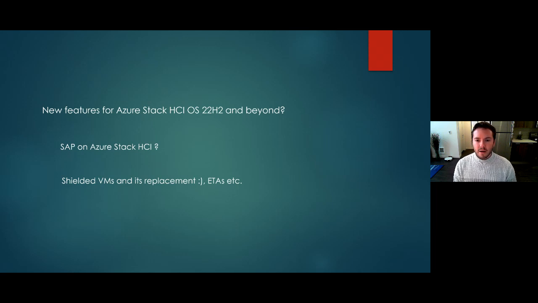So I can say we are actively engaged with SAP, again, right now. Our goal is for Azure Stack HCI to support not just technically, but in the practical certification sense as well, all of the workloads that customers want. And SAP, needless to say, is on that list. It's very high on that list.